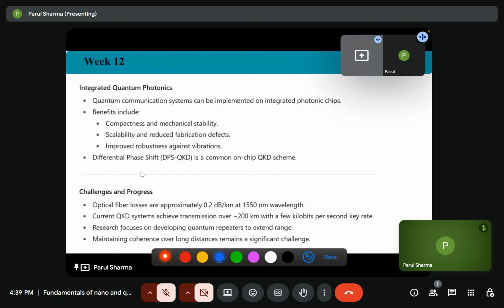And the current wavelength is 1550 nanometer. The QKD system has already achieved transmission over 200 kilometers with a few kilobits per second key rate.